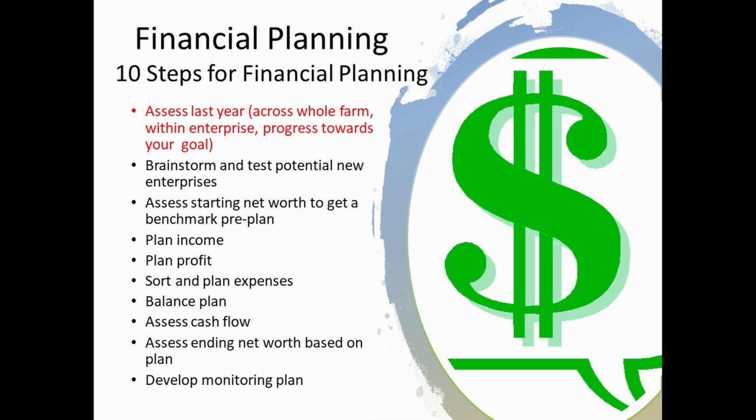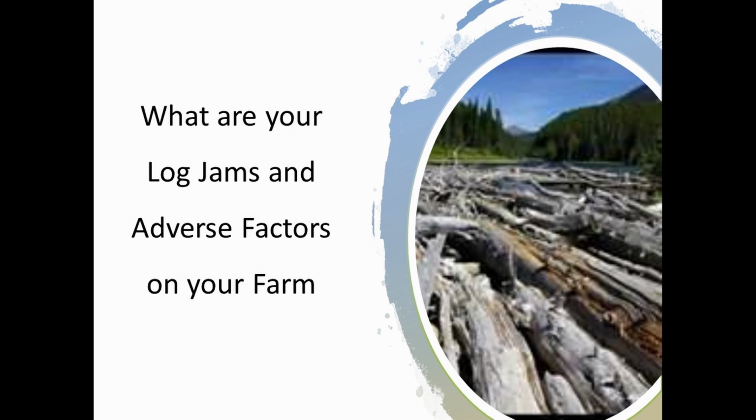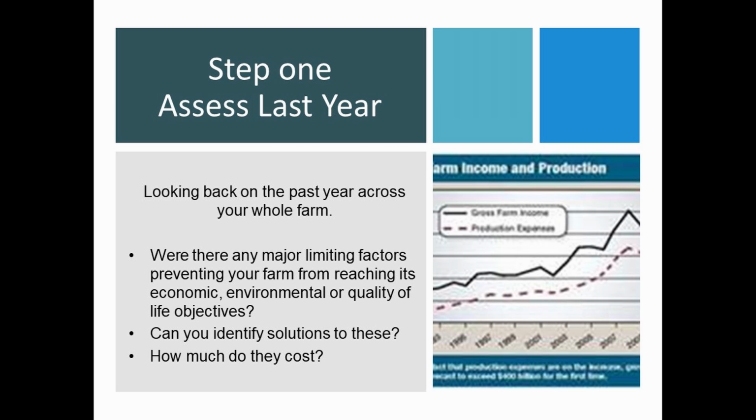So let's start out by assessing last year's progress towards your goals across the whole farm and within each enterprise. We will need to look at what are your log jams. In other words, what things are holding you back from making the profit that you would like to make, and what adverse factors are affecting your farming enterprise. So under step 1, looking back on all the past year across your whole farm, were there any major limiting factors preventing your farm from reaching its economic, environmental, and quality of life objectives?